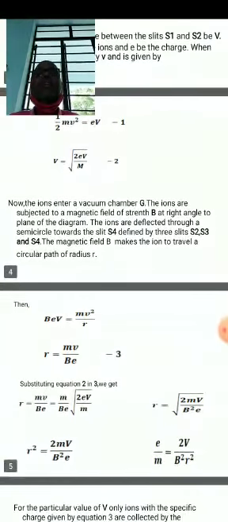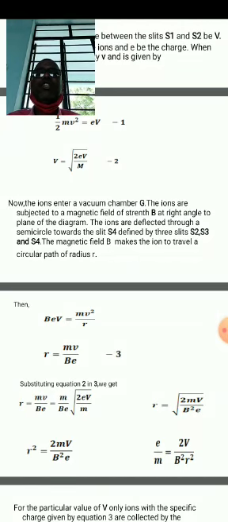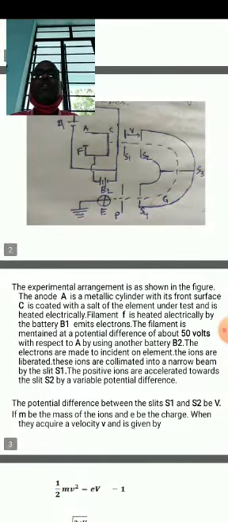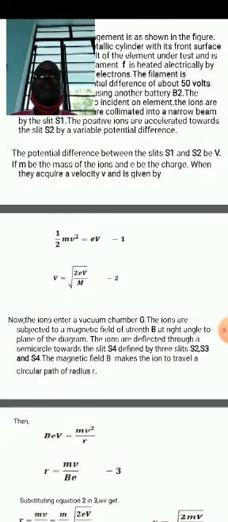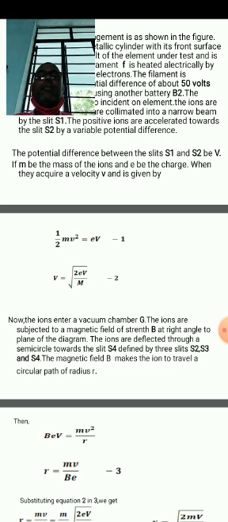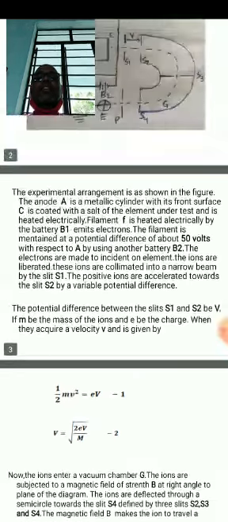Now the ions enter a vacuum chamber, say G. The ions are subjected to a magnetic field of strength B at right angle to the plane of the diagram. The ions are deflected through a semicircle towards the slit S4, defined by 3 slits S2, S3 and S4. The magnetic field B makes the ions travel a circular path of radius R.